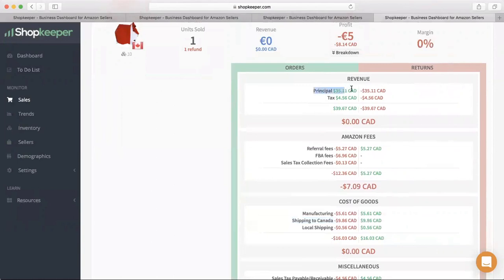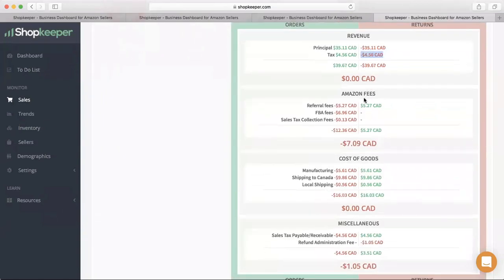So look, when the order came in, $35 was charged, but when the refund got submitted, Amazon took back from you $35. So it gave back the customer their money, right? So it took back from you. Now you're also collecting tax in Canada, let's say, so the tax was reversed, giving back to the customer. The referral fee was also reversed, but look at this, the FBA fee was not reversed.